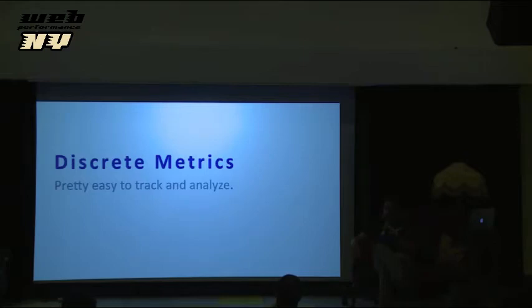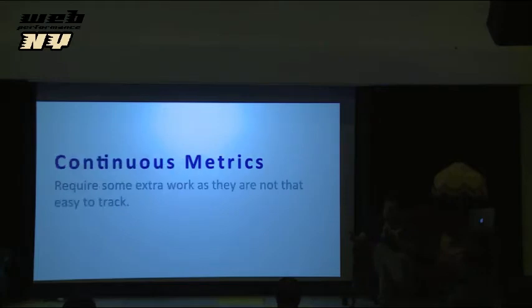With discrete metrics, I don't want to spend a lot of time on those. They're pretty easy to track and analyze. Typically, you don't really use them for a lot of incident management alerting anyways. Continuous metrics are the toughest metrics that you can work with, simply because they require some extra work, because they're not that easy to track. You don't get a single value, you always get a range of values. And you first have to figure out which value you actually want to work with, given this big variety of metrics.